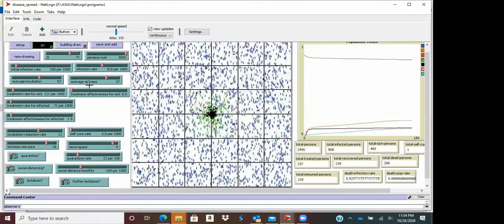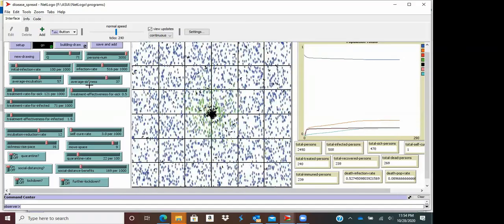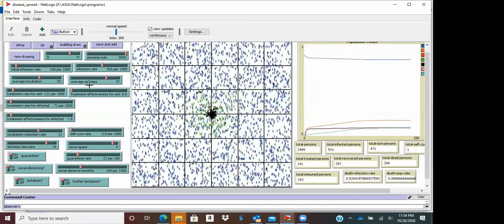Now you can really see that the deaths become really, really low. We only have 269 deaths, a lot better. So this is the kind of model that we can use to simulate what is happening now.